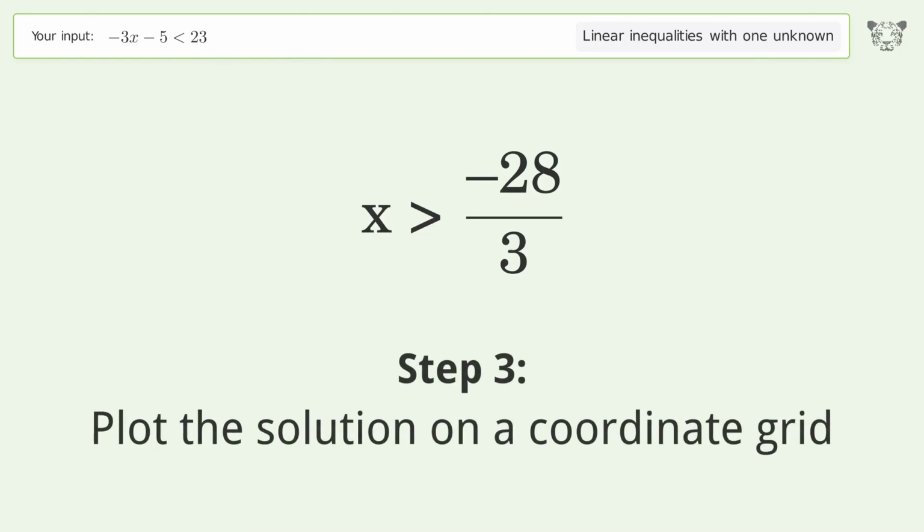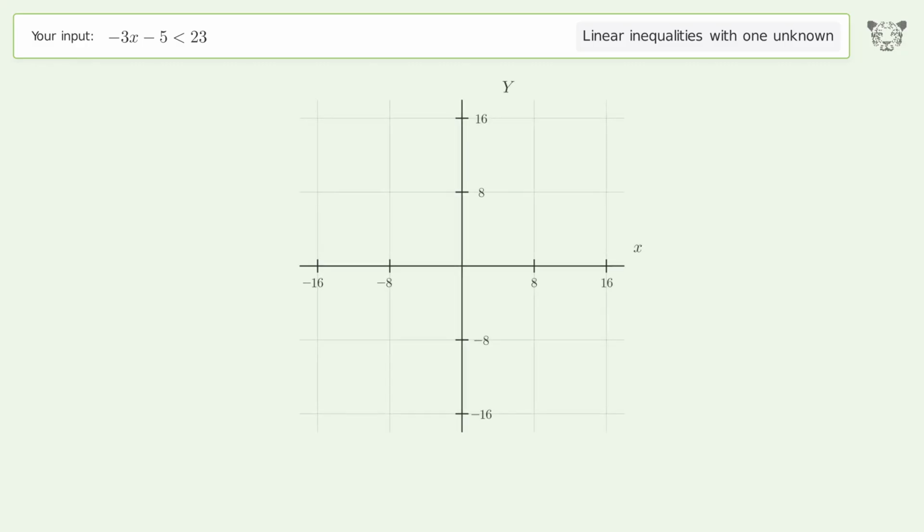Plot the solution on a coordinate grid. And so the final result is x greater than negative 28 over 3 greater than negative 91 over 3.